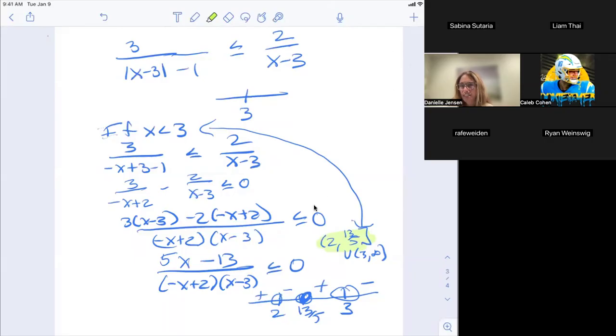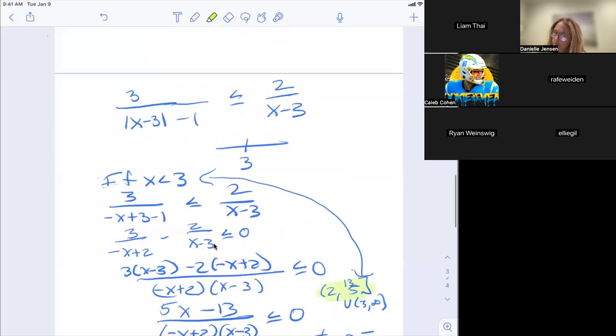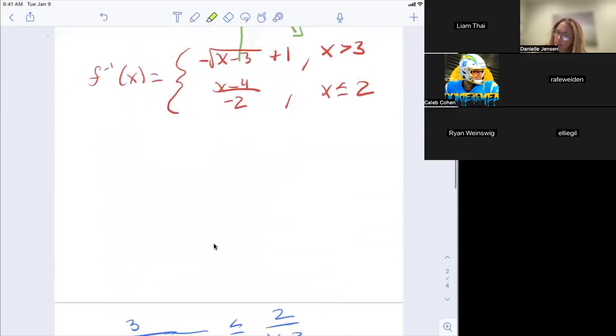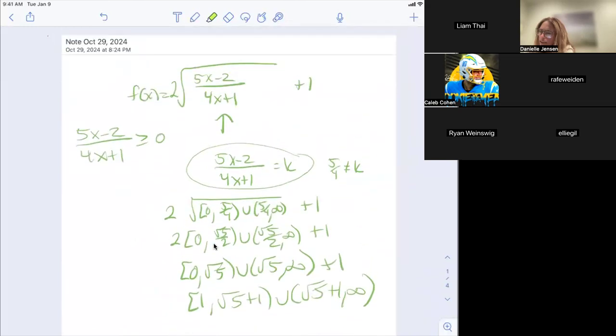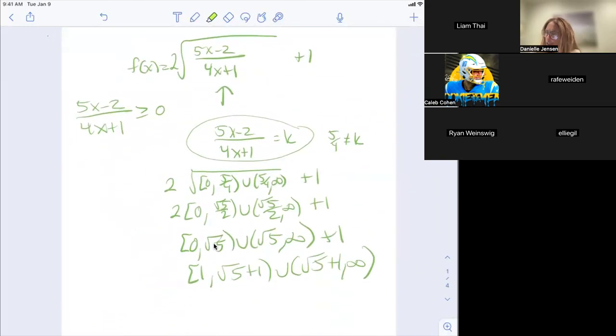All right, last one, Liam. On the quiz for problem 2, it was like find the domain of 2 times the square root of 5x minus 2 over 4x plus 1. Yes. So how would I find the range of that after doing the K problem? That's the one we did a little bit earlier, right? Yeah, we found that it couldn't be 5/4, if you did the K part.